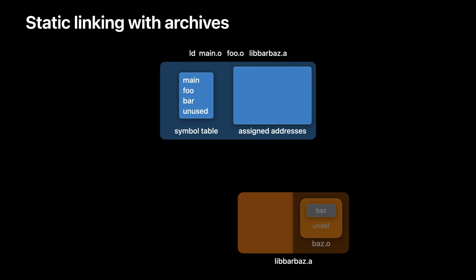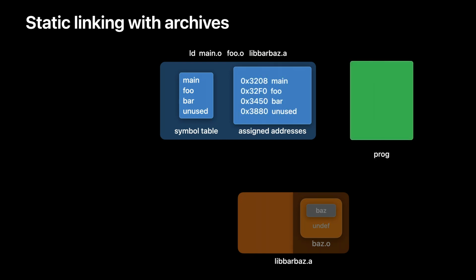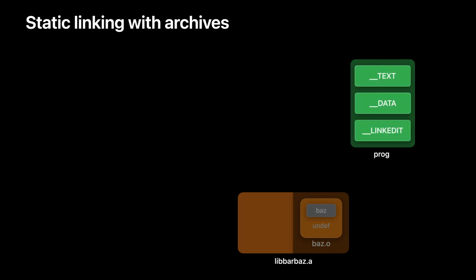The linker moves on to its next phase and assigns addresses to all the functions and data that will be in the program. Then it copies all the functions and data to the output file. Et voila, you have your output program.